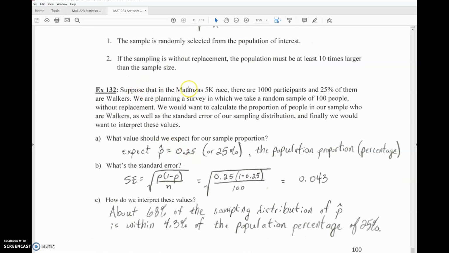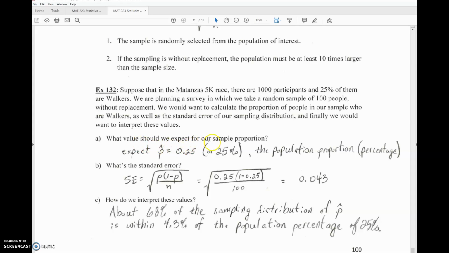So back to our 5K runners. Let's assume we have 1,000 participants and 25% of them are walkers, like we had in our last simulation and our second simulation also. And we're planning a survey in which we take a random sample of 100 people, similar to our third simulation, and we're doing it without replacement. So we want to calculate the proportion of people in our sample who are walkers, as well as the standard error of our sampling distribution, and finally we would want to interpret those values.